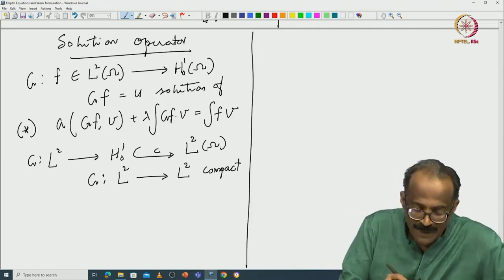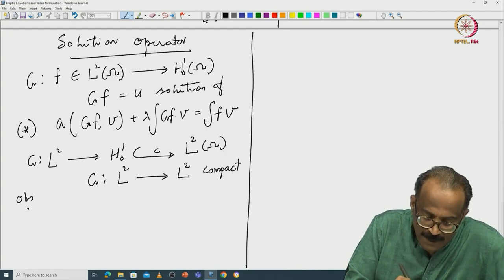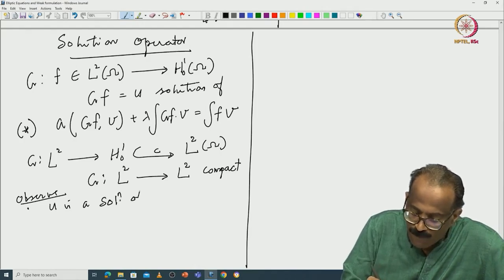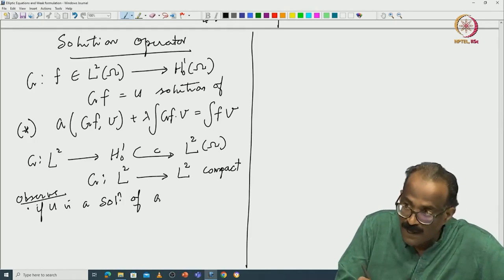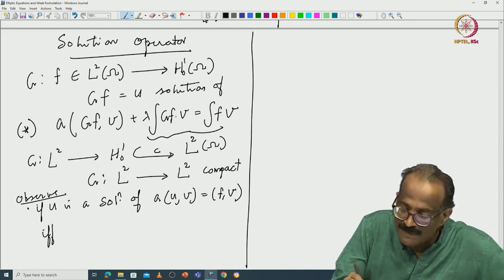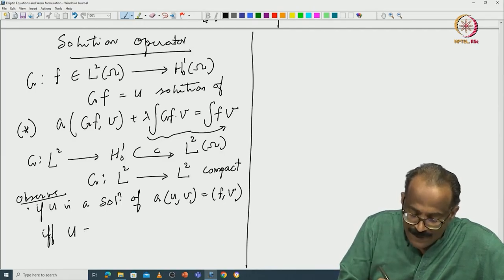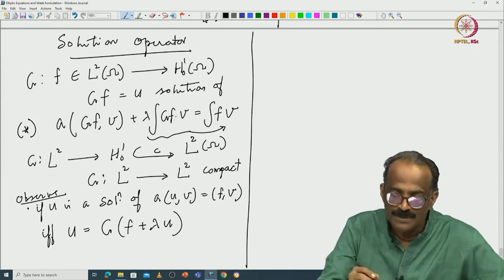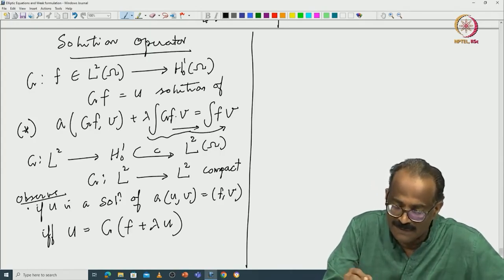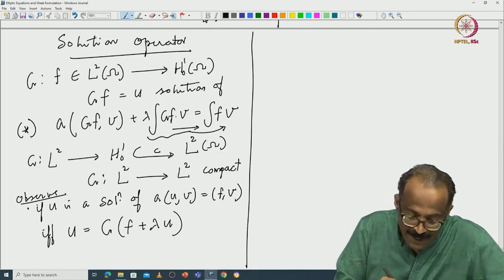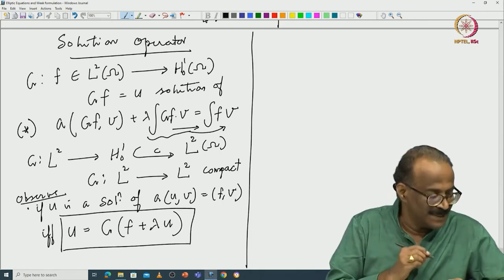Now observe this, this is the important observation. u is a solution of A(u,v) equal to (f, v), if and only if, taking this term to the right side, u equals G of (f plus lambda u), an implicit operator form. If you take this to the right side, this will be G(f plus lambda u). So if u is a solution to this one, if and only if it satisfies this.